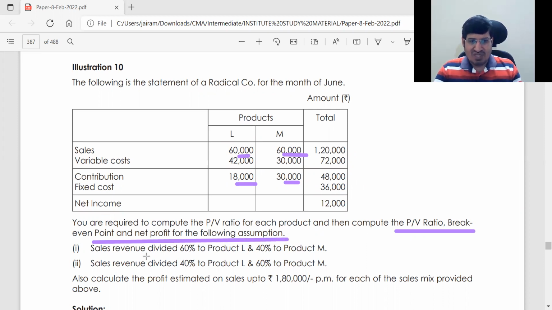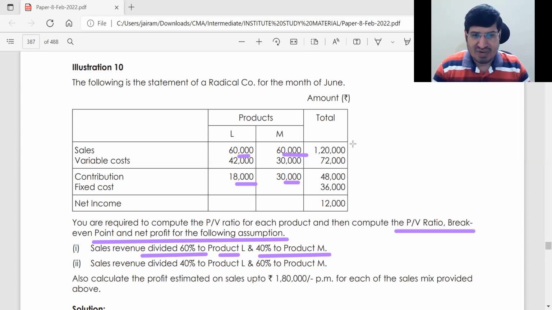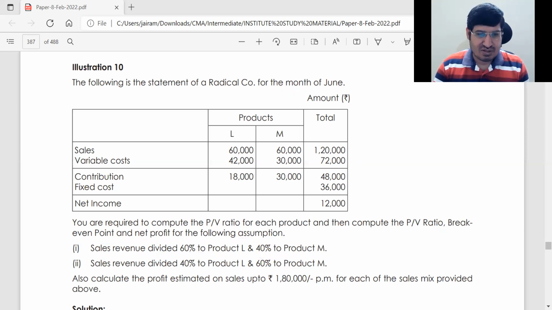For each product, compute the PV ratio, break-even point, net profit for the below assumption. Now they have given you an assumption. Sales revenue divided 60% to product L and 40% to product M. So what do you have to do here now? Take this total statement as it is. I'll just show you. Let us do one thing. We'll take this there.